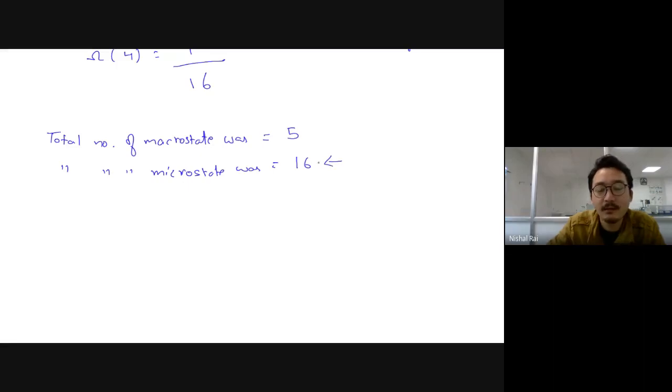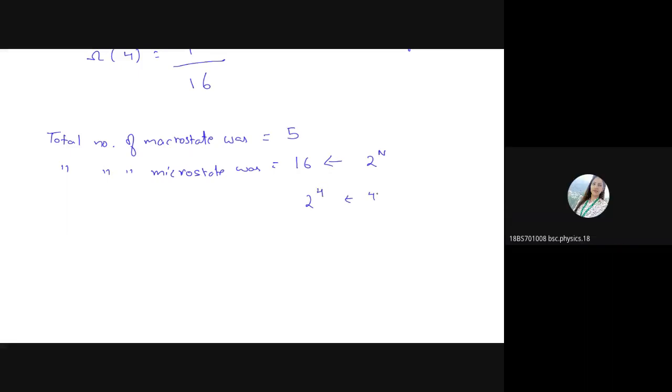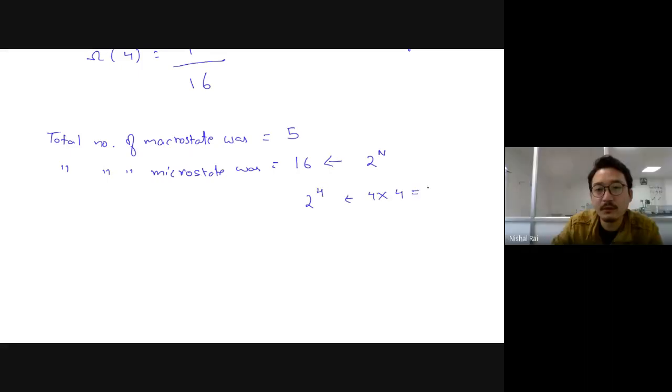For any general case, the total number of microstates is given by 2 to the power n. Clear? What was the number of particles over here? It was 4, the total number of particles. So 2 to the 4, which is 4 times 4, gives 16. Clear? This is how you find the number of microstates.